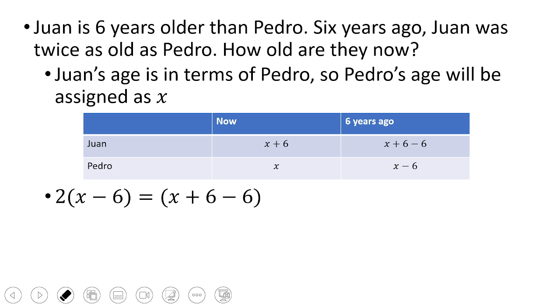Then we have the other condition, which says that 6 years ago, so if Pedro's age right now is x, then his age 6 years ago must be x minus 6.